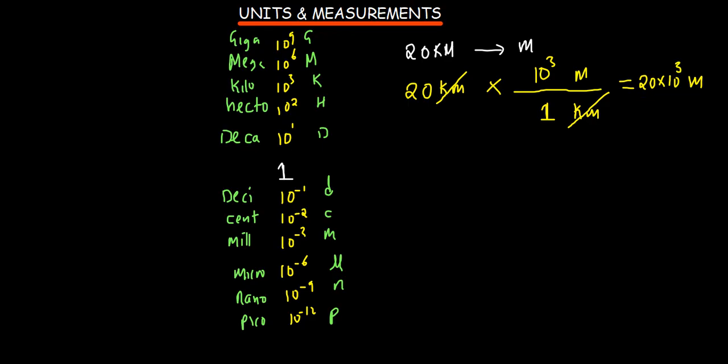Let's do another one. Let's say, for example, you've been given 40, let's say, micrometers. They say convert this one to meters. Or it's not just meters, let me use something else. Let's say it's 40 microgram. They say convert it to grams. So the way you are going to do it is simply write the 40 microgram and then multiply.